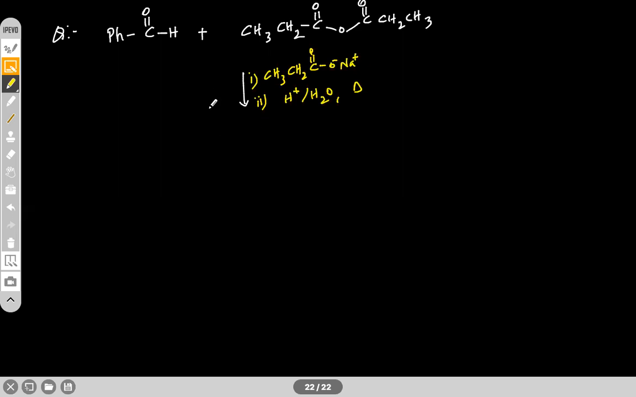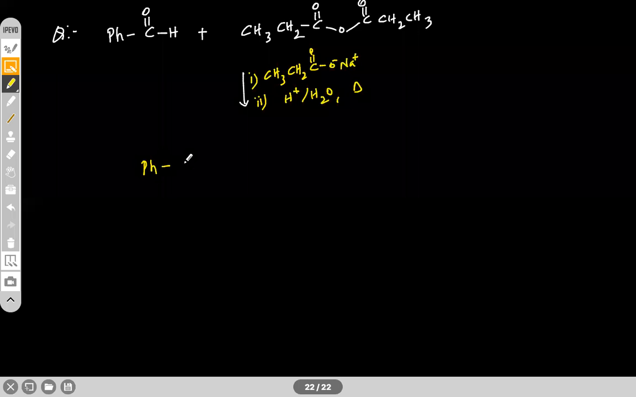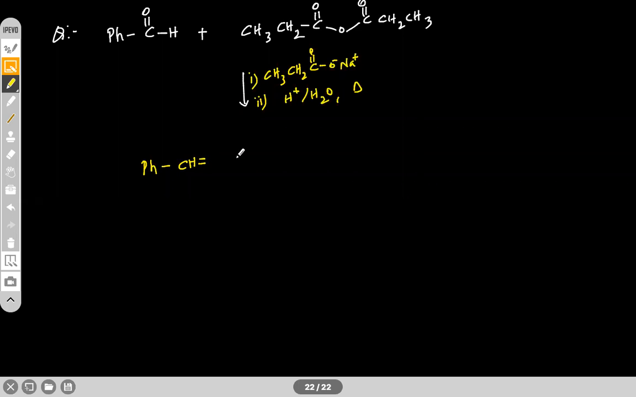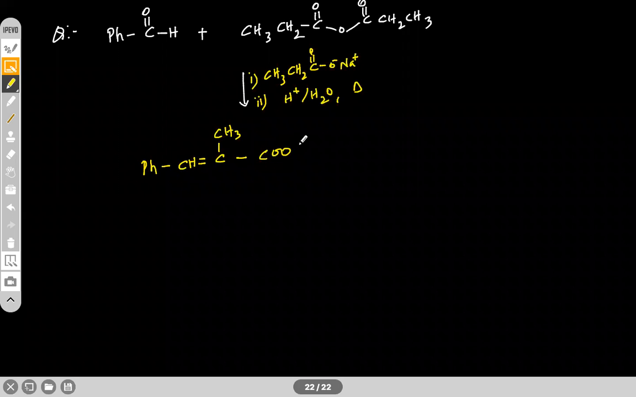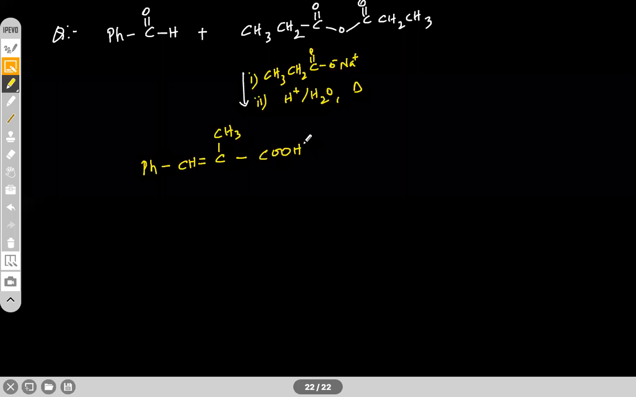Okay, so here you see the product is Ph CH double bond C CH3, then COOH. This is the product we get.